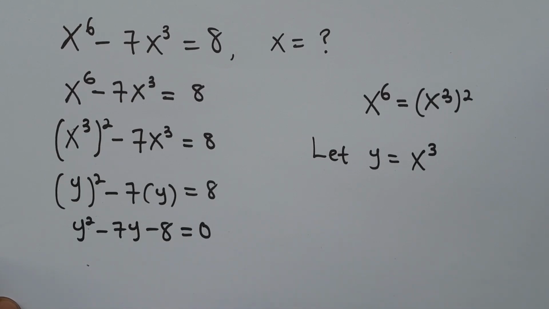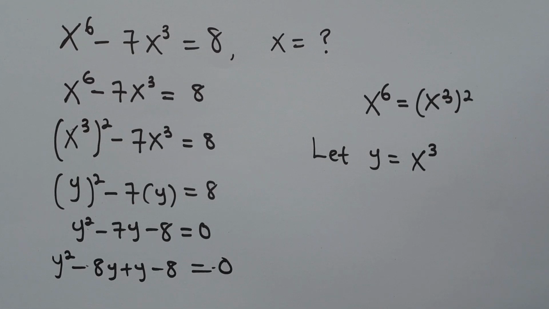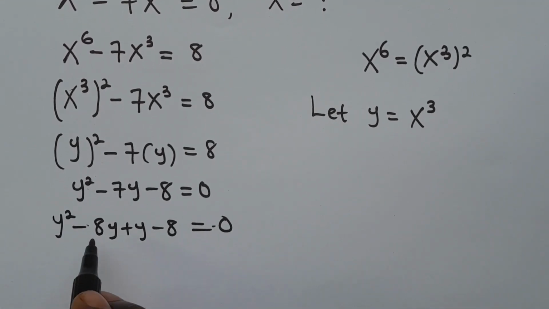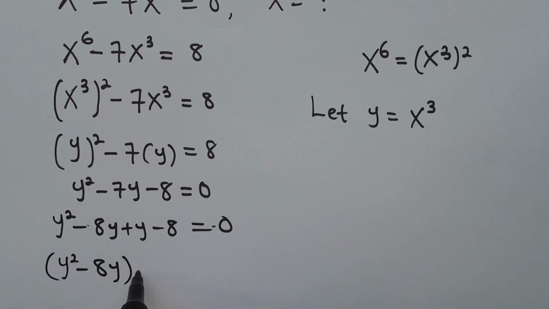So from here, y squared minus 7y can be expressed as y squared minus 8y plus y minus 8 equals 0. Now let's factorize. We have y squared minus 8y, let's take them together, plus y minus 8 equals 0.